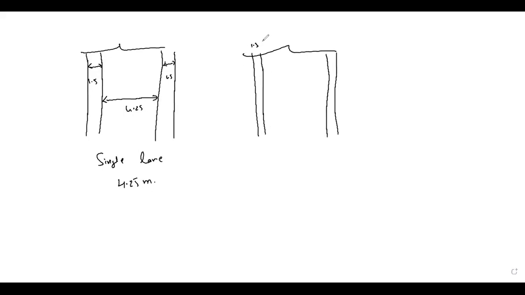If you want to have a double lane road, this is 1.5 meter and this is 1.5 meter. In the center there will be a divider. And this will be 7.5 meters. Guys, this will be for a double lane road.